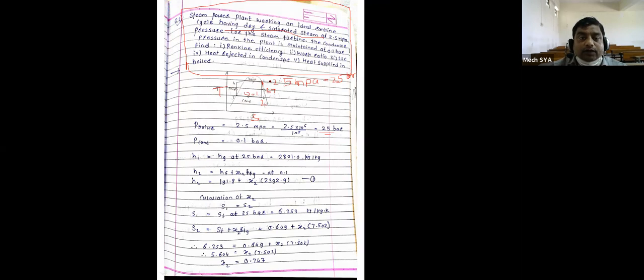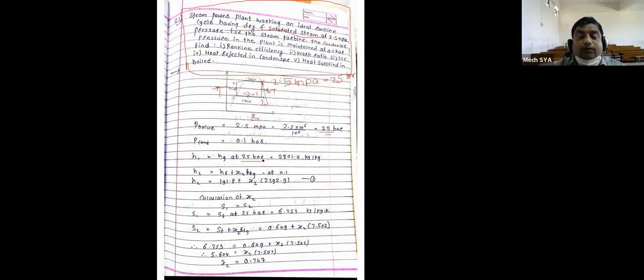So H1, H2, H3, H4 we have to determine. This is our aim. To calculate any parameter of the performance, we require 4 enthalpies, the corner enthalpies of the Rankine cycle polygon: H1, H2, H3, H4. We'll start one by one. For that, we'll consider H1 equal to Hg, because the point is lying on the vapor line. H1 is equal to Hg at 25 bar.